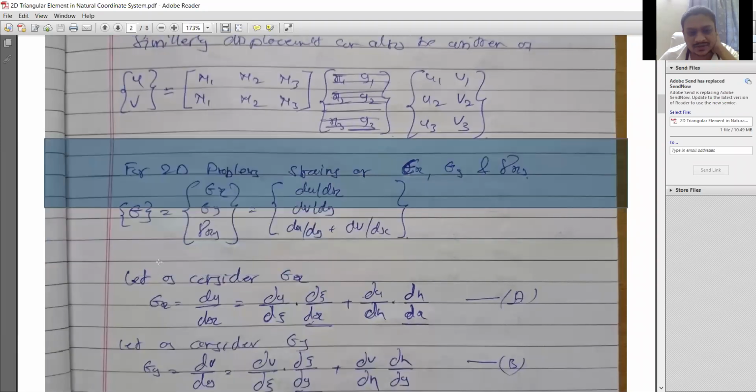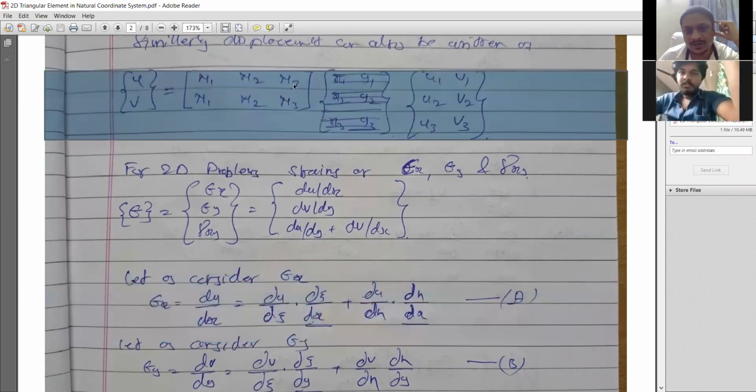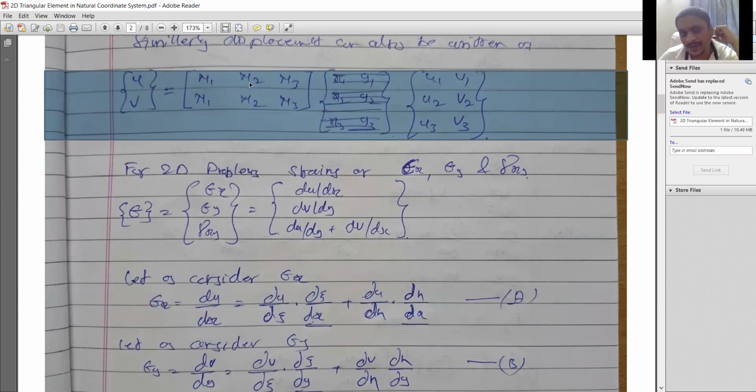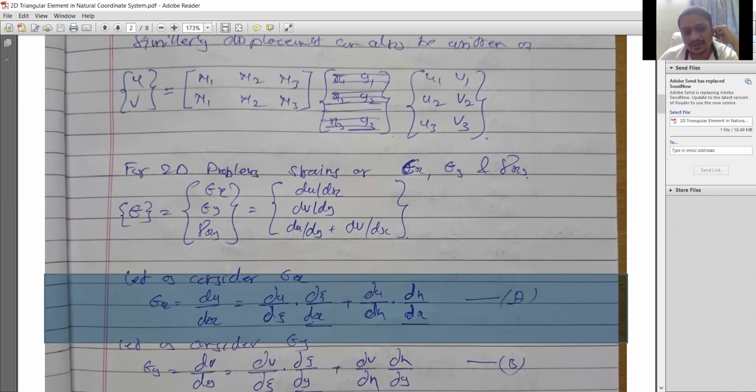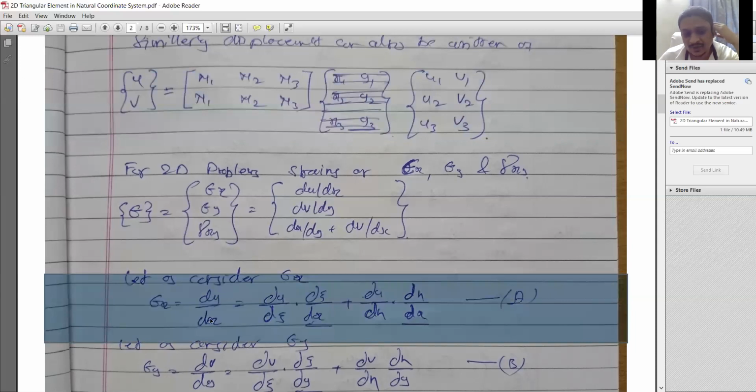So epsilon x, that is strain in x direction, now can be calculated as simply du by dx. Now the u function is basically N1 N2 N3 multiplied by u1 u2 u3, so basically N1 u1, N2 u2, N3 u3. But we want a derivative of u with x, and here if you see, the values of N1 N2 N3 are in terms of xi and eta, so we cannot directly go for the derivative of u with x. So what we can do is go with du by dx.